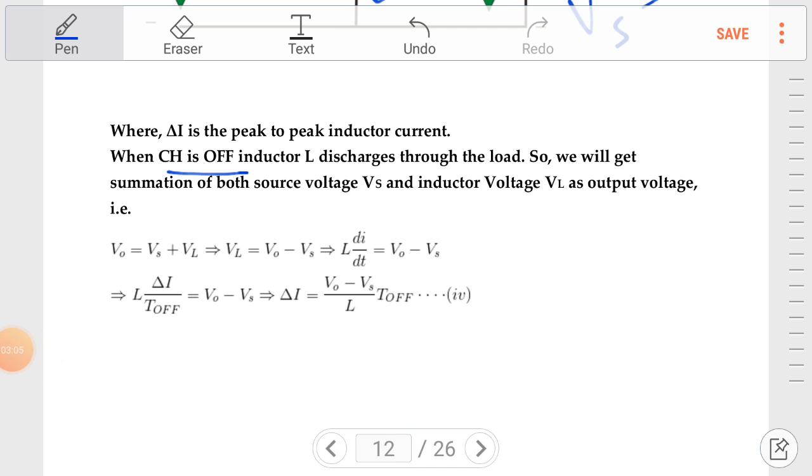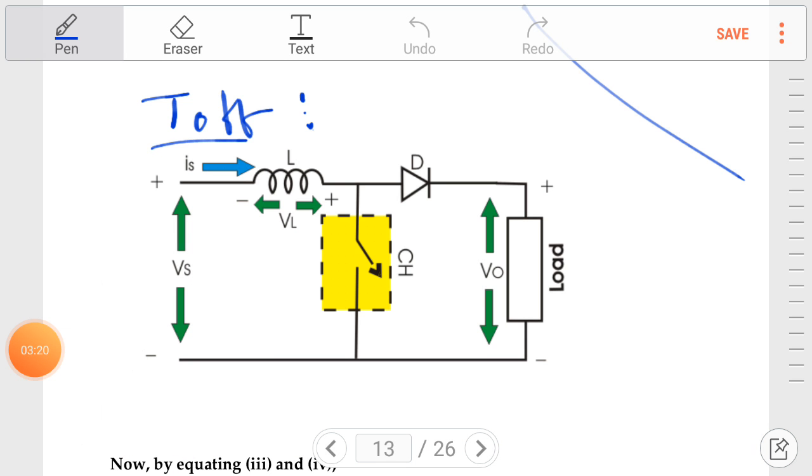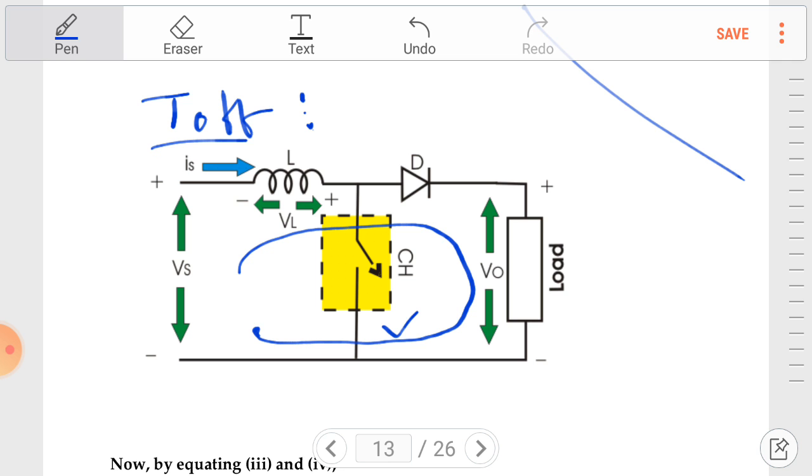When the chopper is off, in the next mode, V output equal to Vs plus VL, and we put the value of VL equal to L dI by dt, and then we get equation number two for delta I. This circuit represents the T off time, where the chopper is disconnected, and the KVL equation follows this path as our source current is flowing this way. The diode is on and the source current is equal to the load current in this mode.